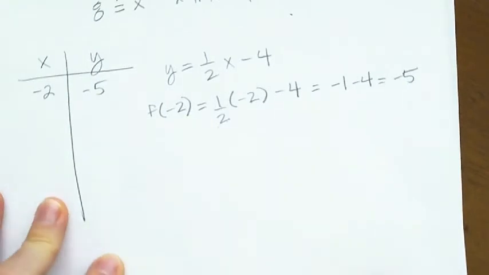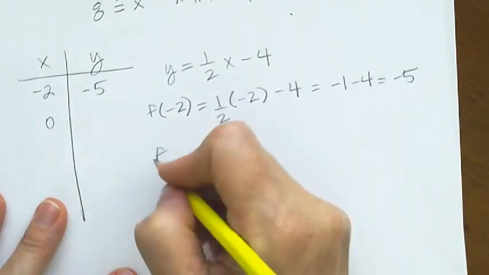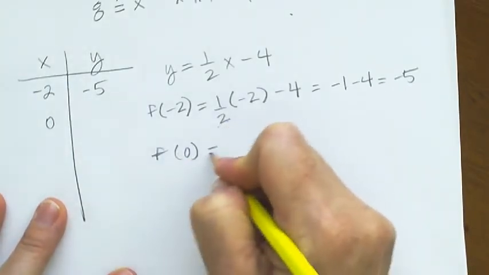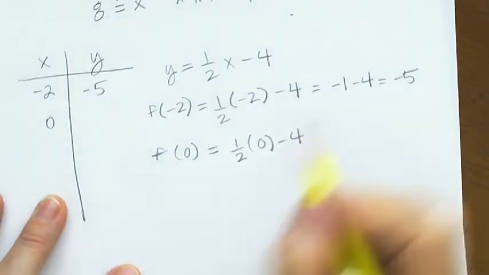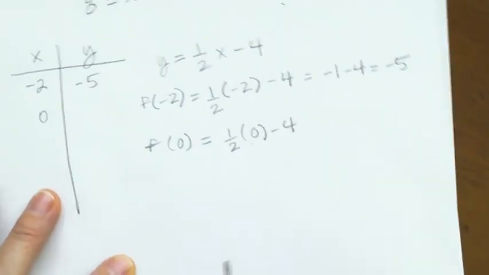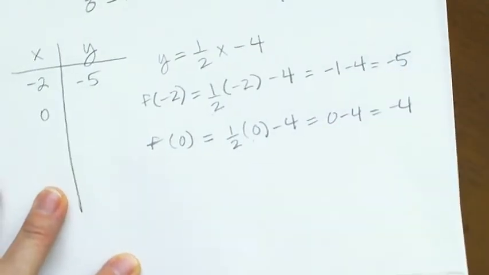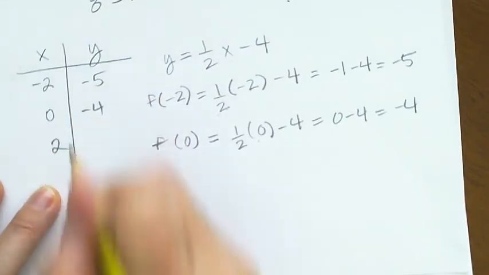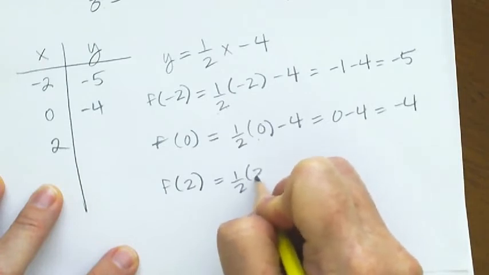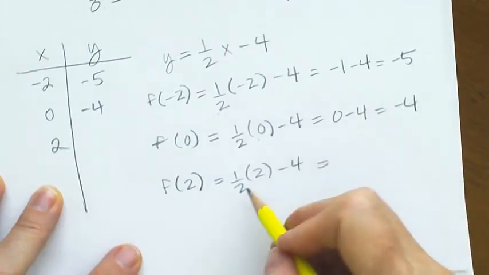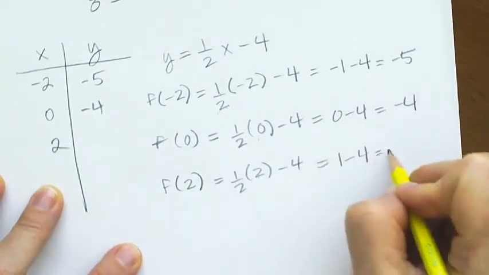Can you do this on a calculator? Yeah, that's fine. If I skip every other point, I'm at f of 0. So f of 0 would be 1/2 times 0 minus 4. 0 is always kind of nice because anything times 0 is 0. So I get 0 minus 4, which is -4. If I plug in 2, f of 2 is 1/2 times 2 minus 4. So those 2's cancel out, and 1 minus 4 equals -3.